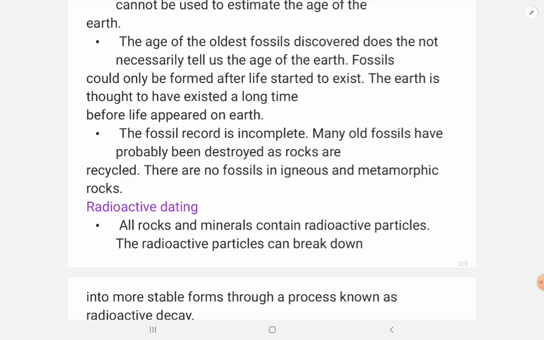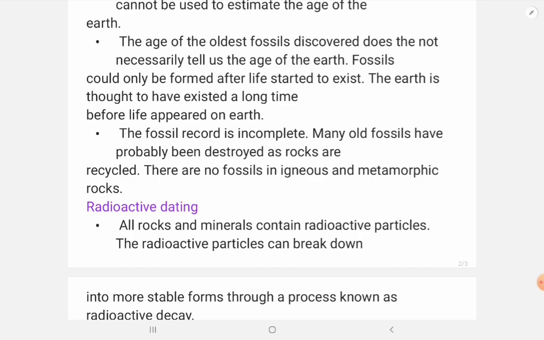There are several reasons why the fossil record does not provide a good estimate of the Earth's age. Fossils cannot be dated directly, which means they cannot be used to estimate the age of the Earth. Next, the age of the oldest fossil discovered is not necessarily telling us the age of the Earth. Fossils could only be formed after life existed. The Earth is thought to have existed a long time before life appeared.